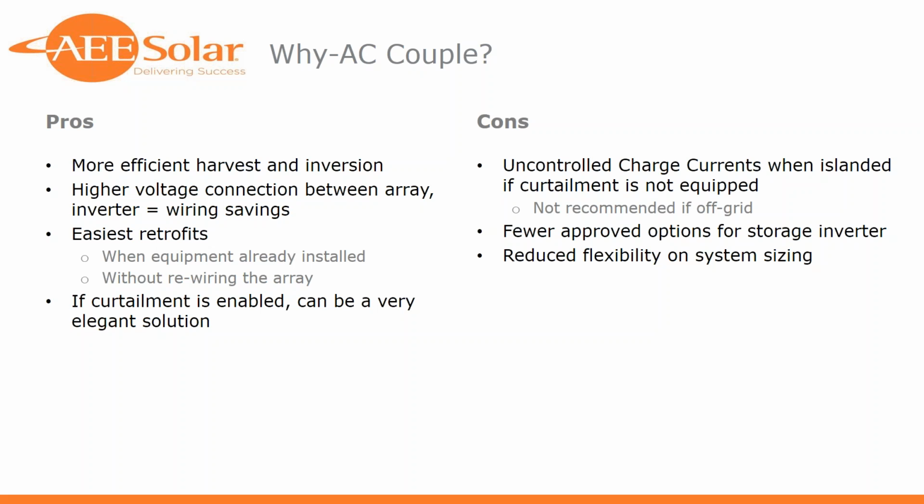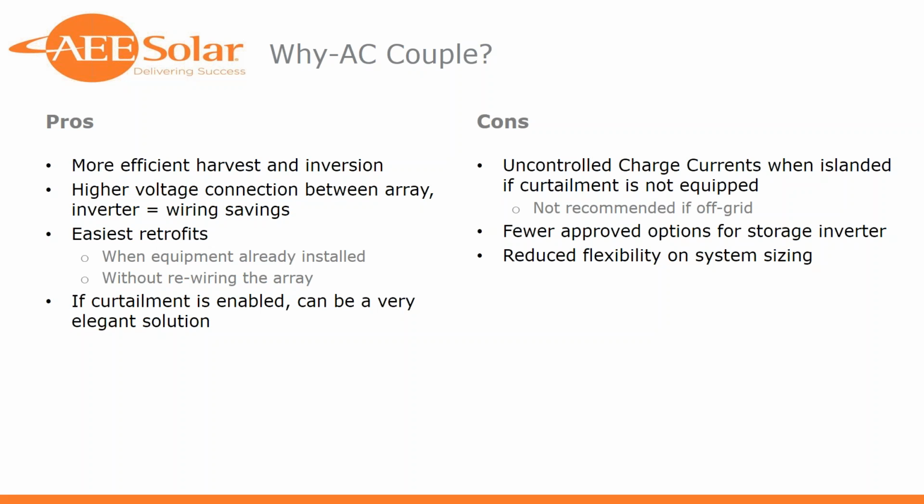If curtailment is enabled, so if you've got the new firmware from Outback Power on your Radian, or you're doing frequency shift on a Schneider Electric XW Plus, and you've got a grid-tied inverter that can take inputs from those signals, it can be a very elegant solution.